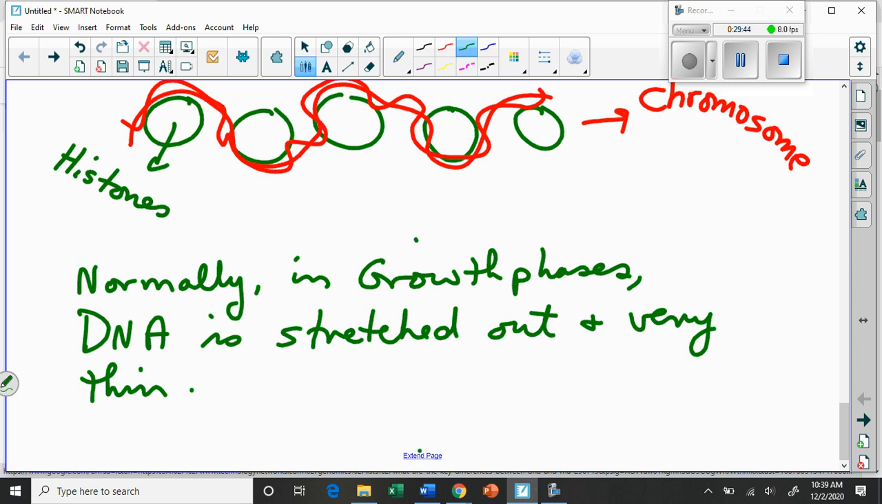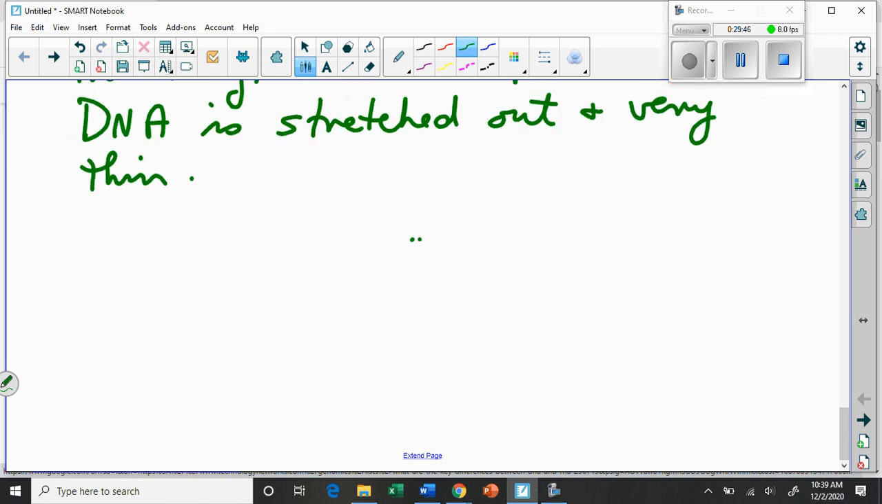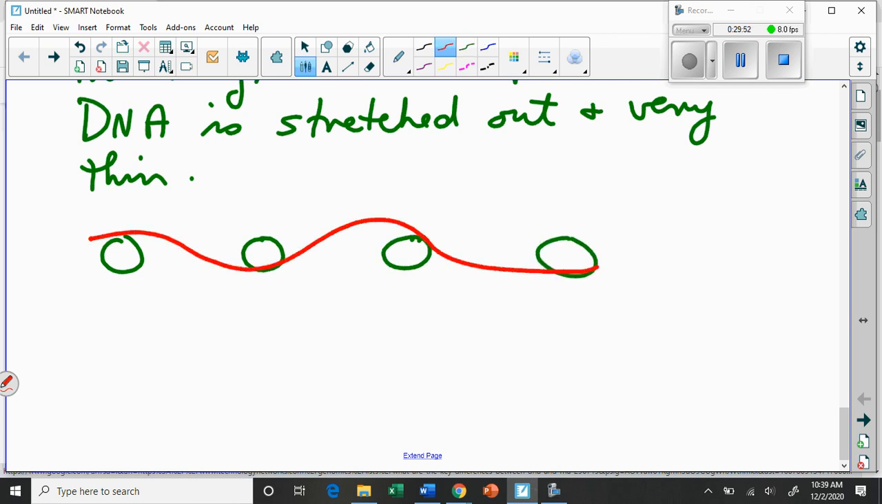So you could imagine that the histones are stretched out like this, and the DNA is winding in between. And it makes a very thin line. So thin that if you look at a microscope, you wouldn't be able to see it. And if you've ever looked at cells under microscopes, you can't see DNA normally.